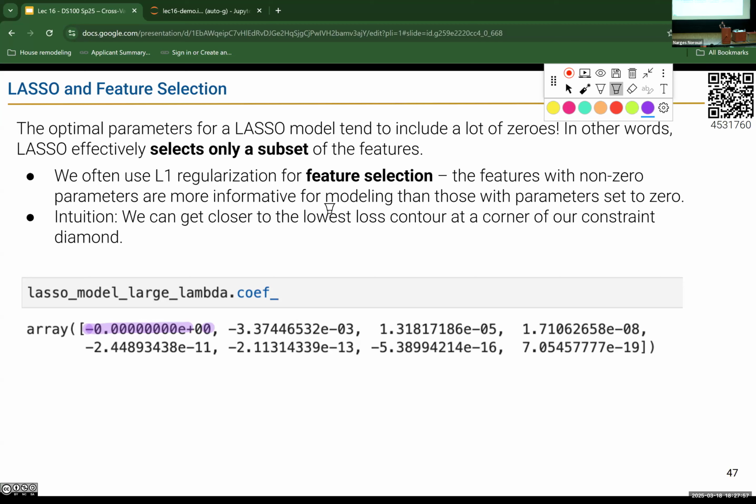So this LASSO model is actually going to do feature selection for you under the hood. This is what you can use for your project A and also project B every time that you're trying to decide which features to select. So you can use LASSO as a way of doing feature selection as well.